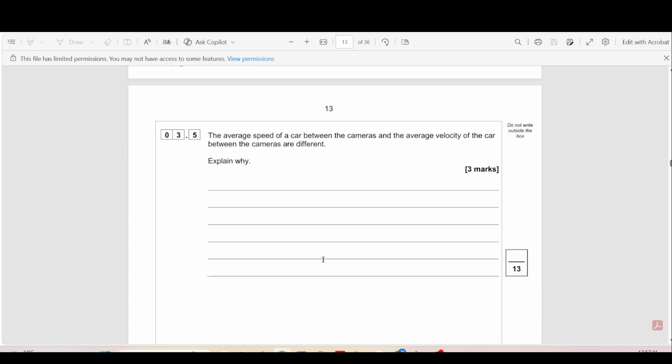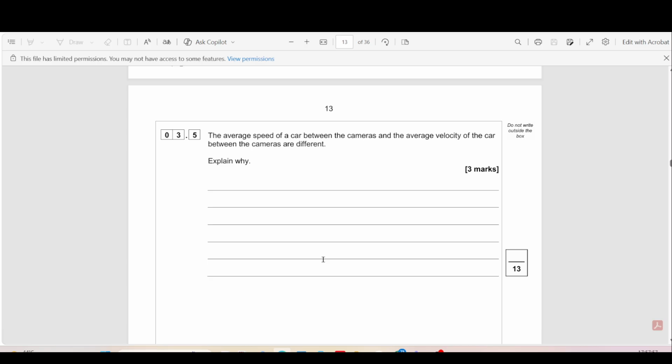Velocity is a vector. You can remember V. It starts with V. Vector also starts with V. They both start with V. Vector, velocity. Speed is scalar. Okay, it does not include direction.